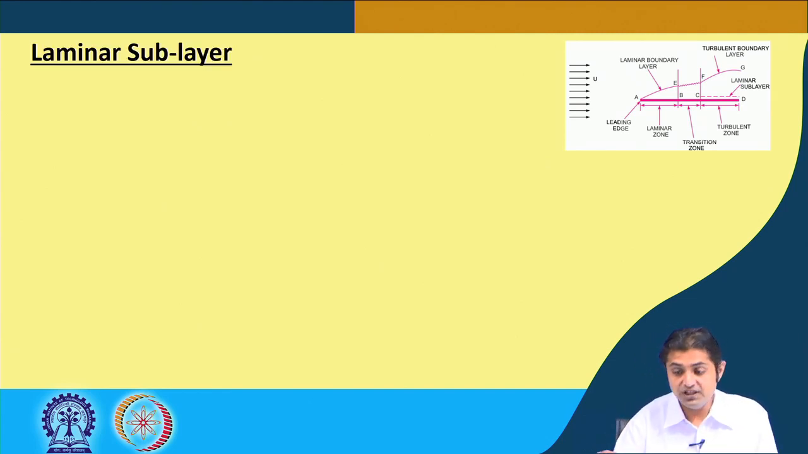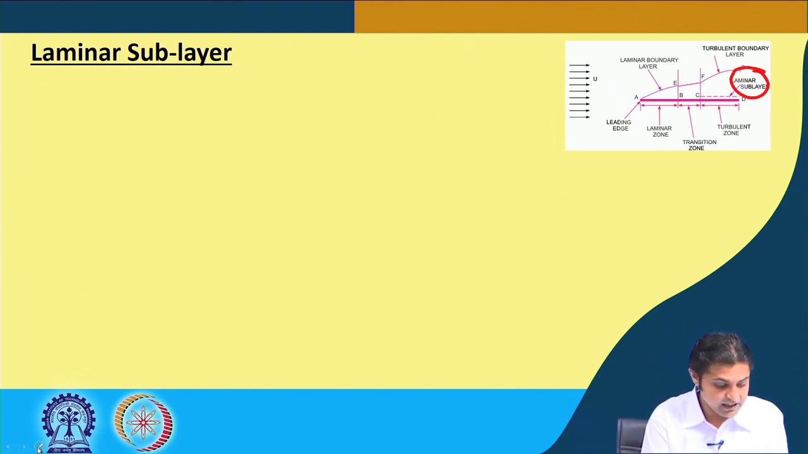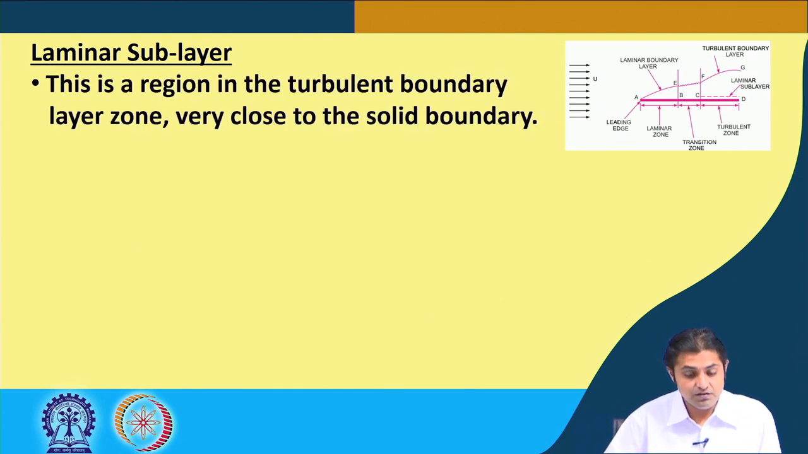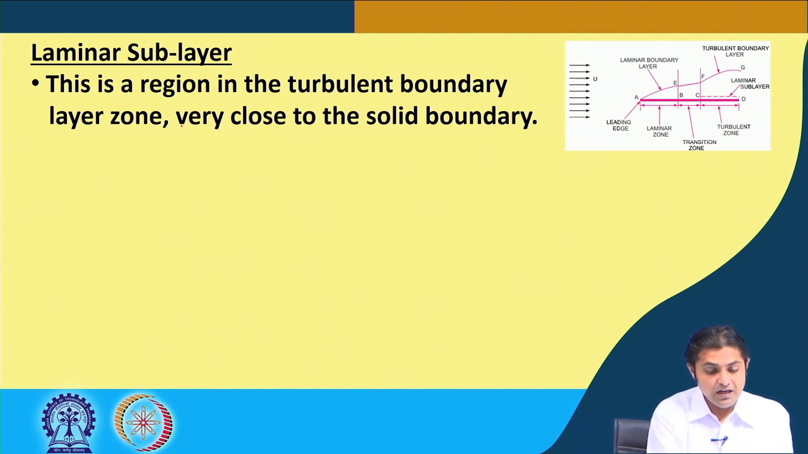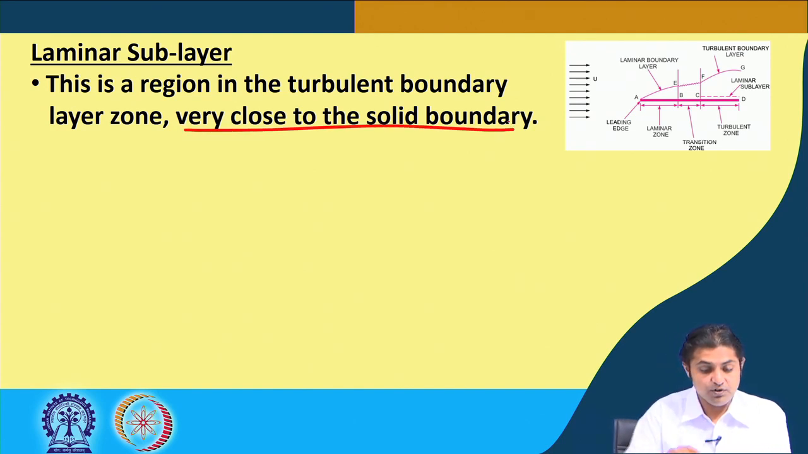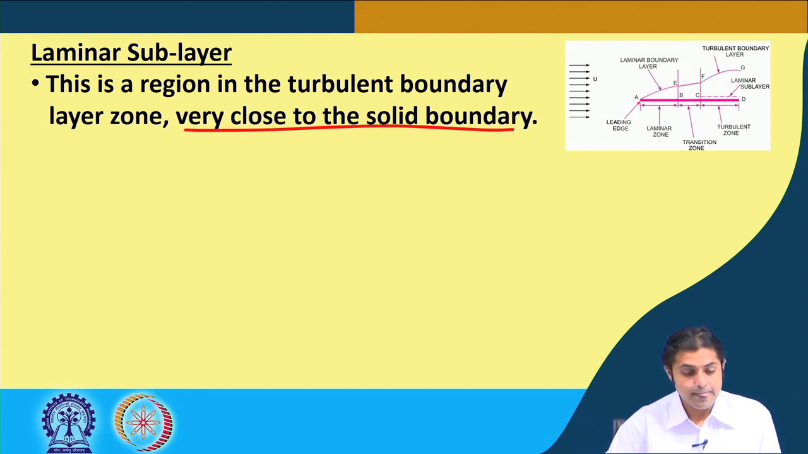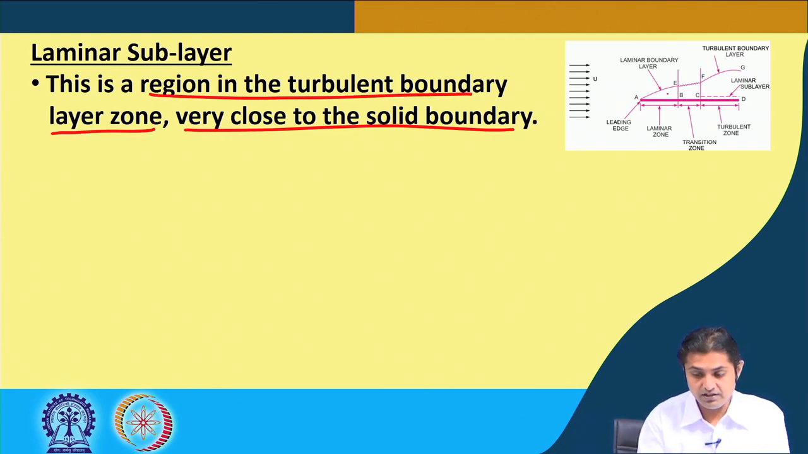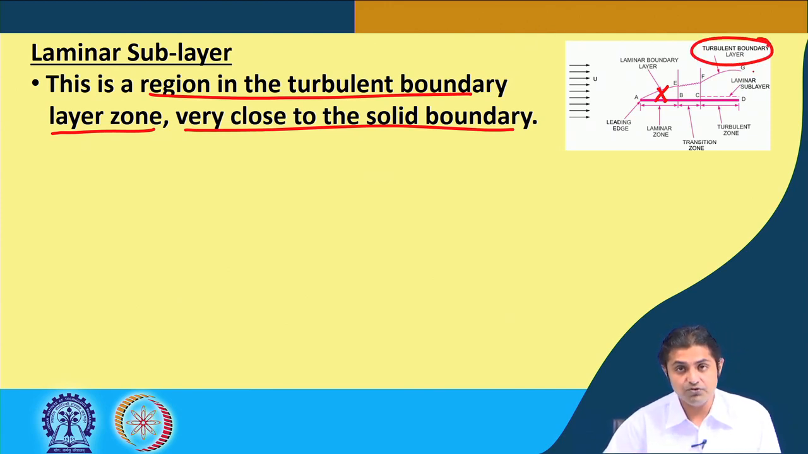Now, as you see in this diagram, there is something called laminar sublayer. Okay, and what is that laminar sublayer? This is a region in the turbulent boundary layer zone, and it is very close to the solid boundary. So, this does not happen here, but it happens in the turbulent boundary layer, and it occurs very close to the solid boundary.